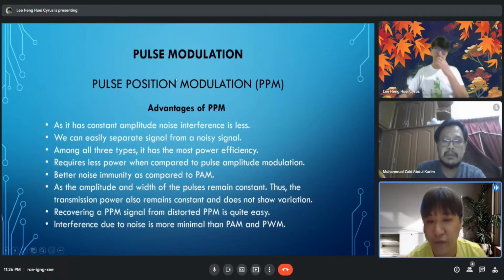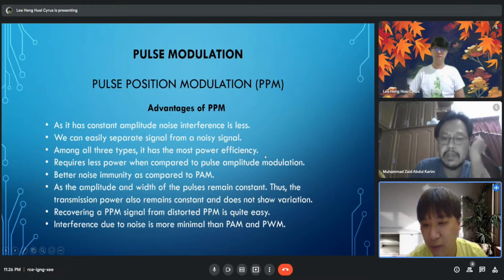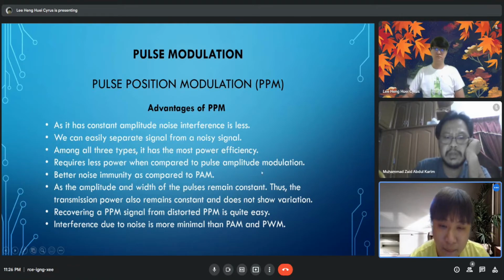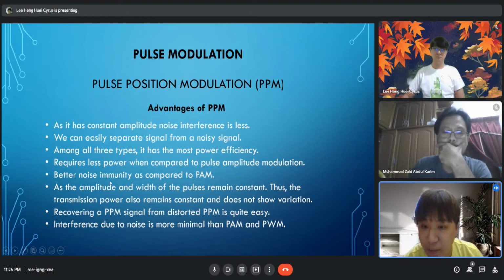Okay, the advantage of the PPM, as we know, is that it has a constant amplitude, so noise interference is less and it is easy to separate the signal from the noisy signal. Among all three types, it has the most efficient power and requires less power compared to pulse amplitude modulation, PAM, and has better noise immunity than PAM.